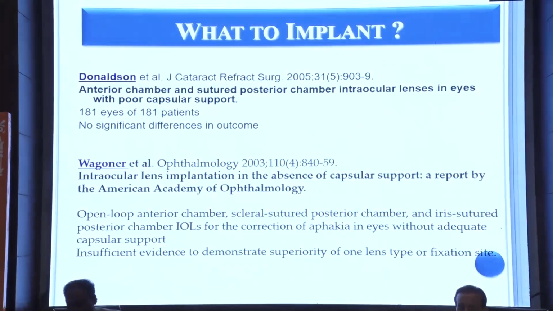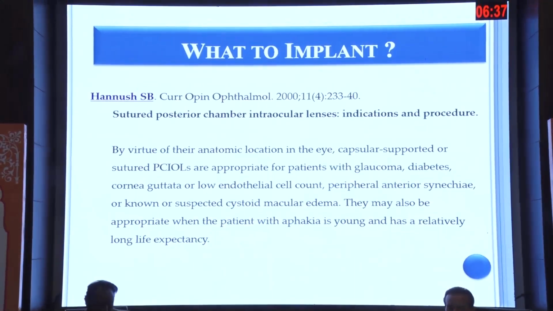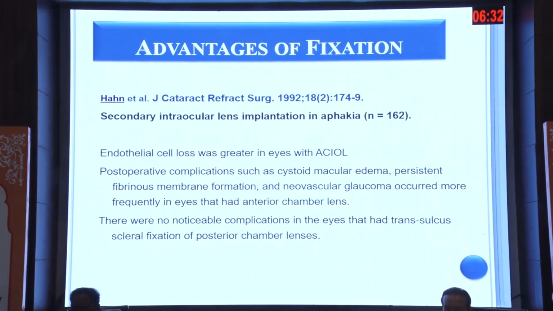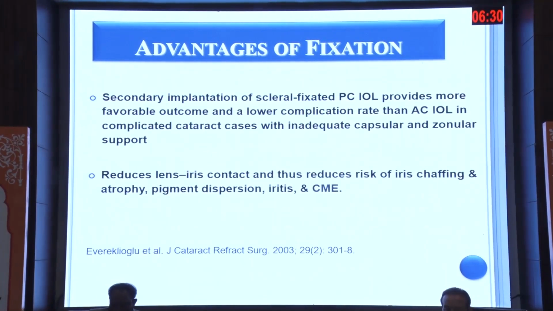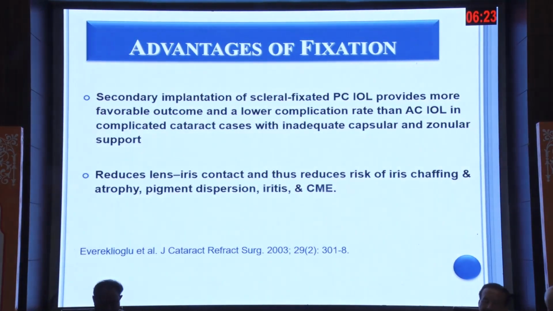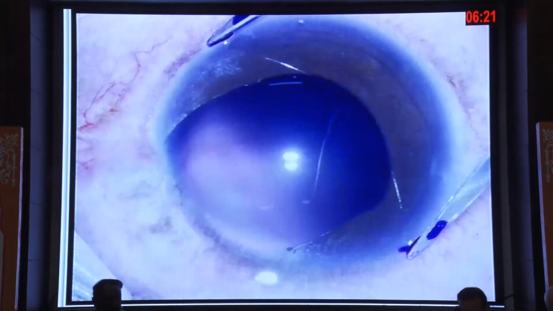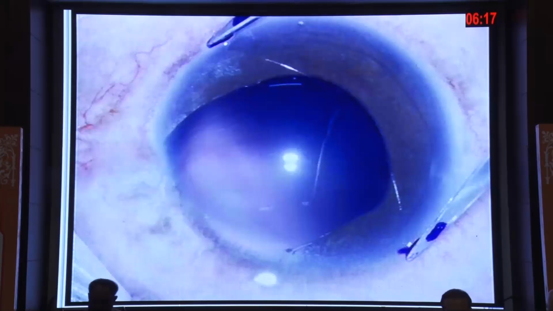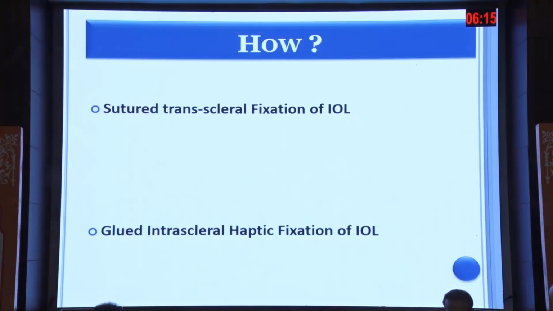And then we can have sulcus fixated lenses, sutured posterior chamber intraocular lenses, and secondary implantation without suture can be done. Scleral fixated IOL provides more favorable outcome and lower complication rate than AC IOL in complicated cataract cases. In this case, we cannot even do the iris claw lens implantation, otherwise we have to do iridoplasty first. So suture transfixation IOL and glued intrascleral haptic fixation IOL are the options we have once we have got the PCR.